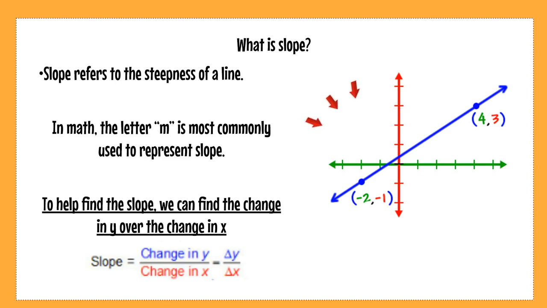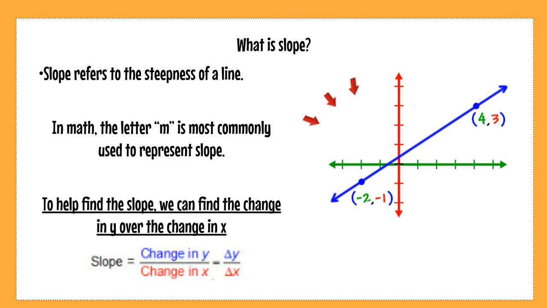Do you think about a ski slope? Do you think about a ramp? Do you think about a roller coaster? All of those have slopes, and slope refers to the steepness of a line. Well, in math, we use the letter M to represent slope. So if we're finding the slope, a lot of times we would write M equals and list the slope.